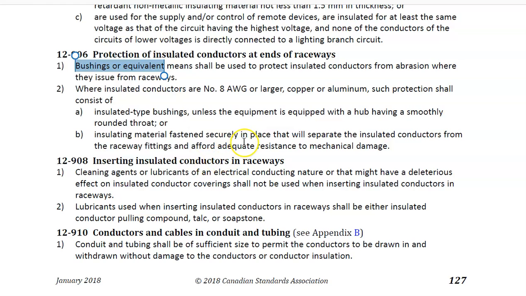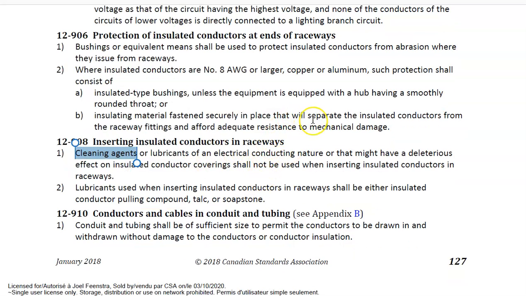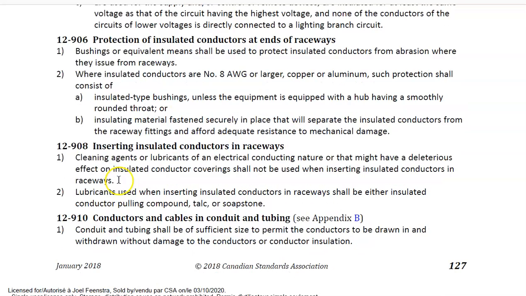We should be putting wire lube onto it. You're not allowed to be using cleaning agents, soap, or other types of lubricants. It has to be the only stuff that's going to be approved. You can only use actual pulling compounds, or pulling compound, talc, or soapstone. You can use some powdered dry mineral as well. But down here is what we're looking for.